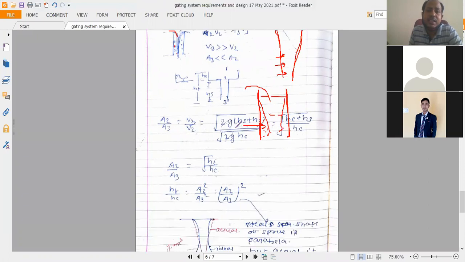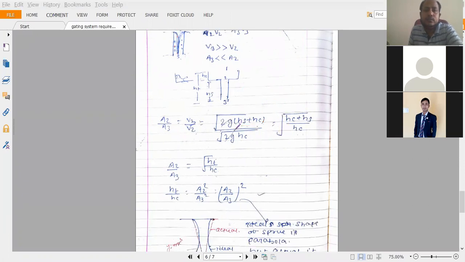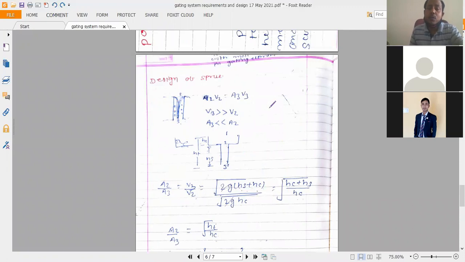So you can see here the flow is maintained through the continuity equation. If the area of the sprue here is A1 and the velocity is v1, the continuity equation says A1 v1 is equal to A2 v2. Or if we take the area of cross section here as 2 and the area of cross section here as 3, then A1 v1 will continue.